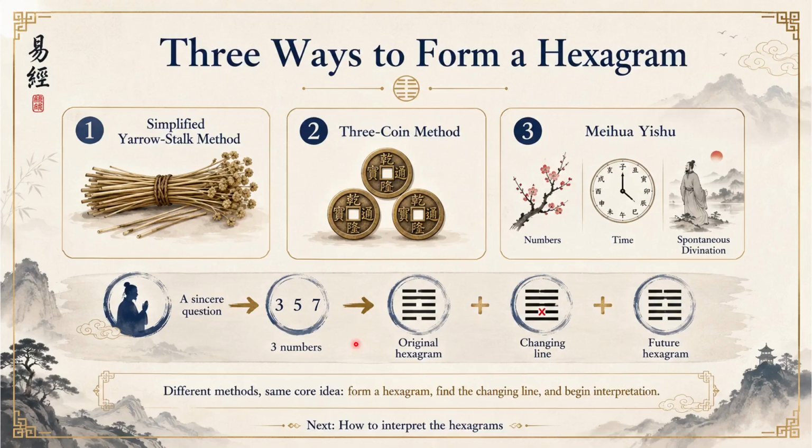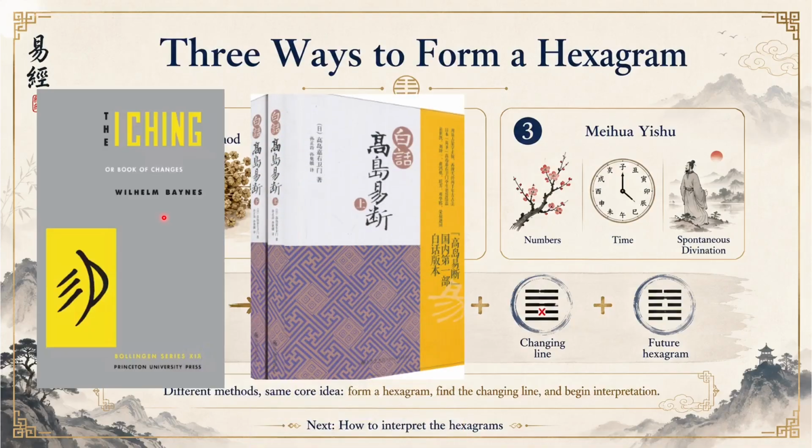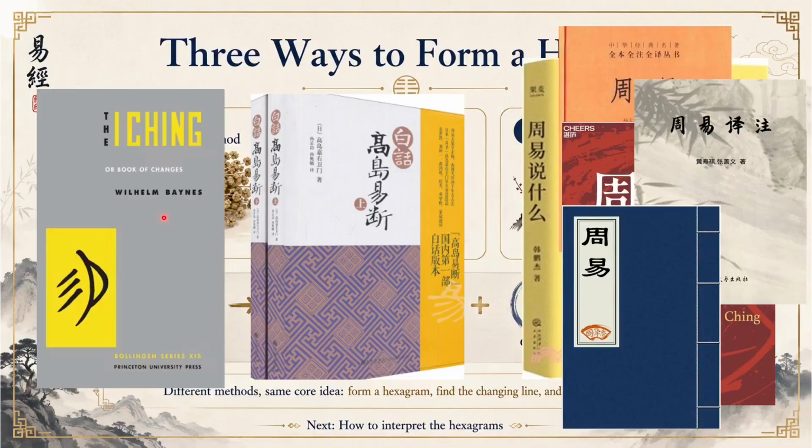To prepare for interpreting the hexagrams, I have summarized and compared several important books, including the I Ching or Book of Changes, translated by Richard Wilhelm and rendered into English by Cary Baynes, Takashima Ekidan or Gaodao Yiduan, a famous Japanese interpretation of the I Ching, and many other Chinese books on the I Ching, hexagram interpretation, and traditional divination. So in the next videos, we will begin interpreting the 64 hexagrams one by one.